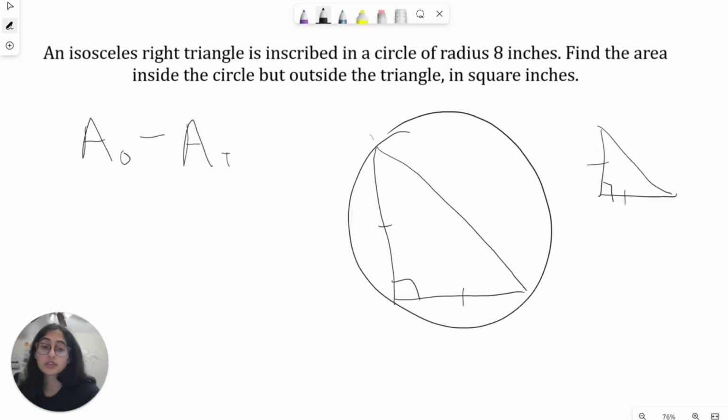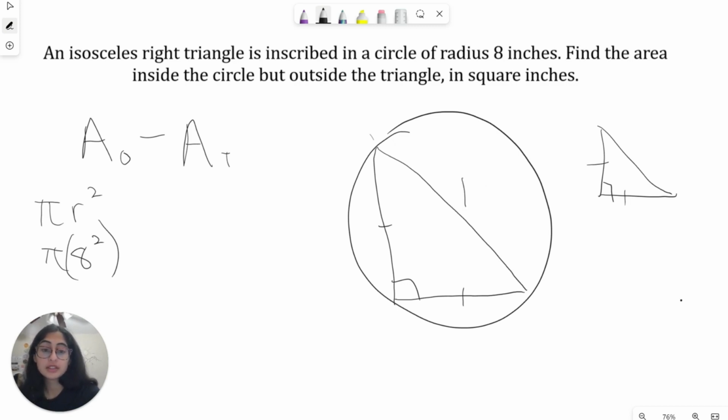Now, what is the area of the circle? Well, the area of the circle is pi r squared. That's the formula for area of the circle. And we know our radius is 8, so we can say this is pi times 8 squared. Right there. Now, what's the area of this triangle? Well, if we have this isosceles right triangle, and we know that the radius is 8, well, that means its diameter, or its hypotenuse, because they're the same thing, is going to be 16.